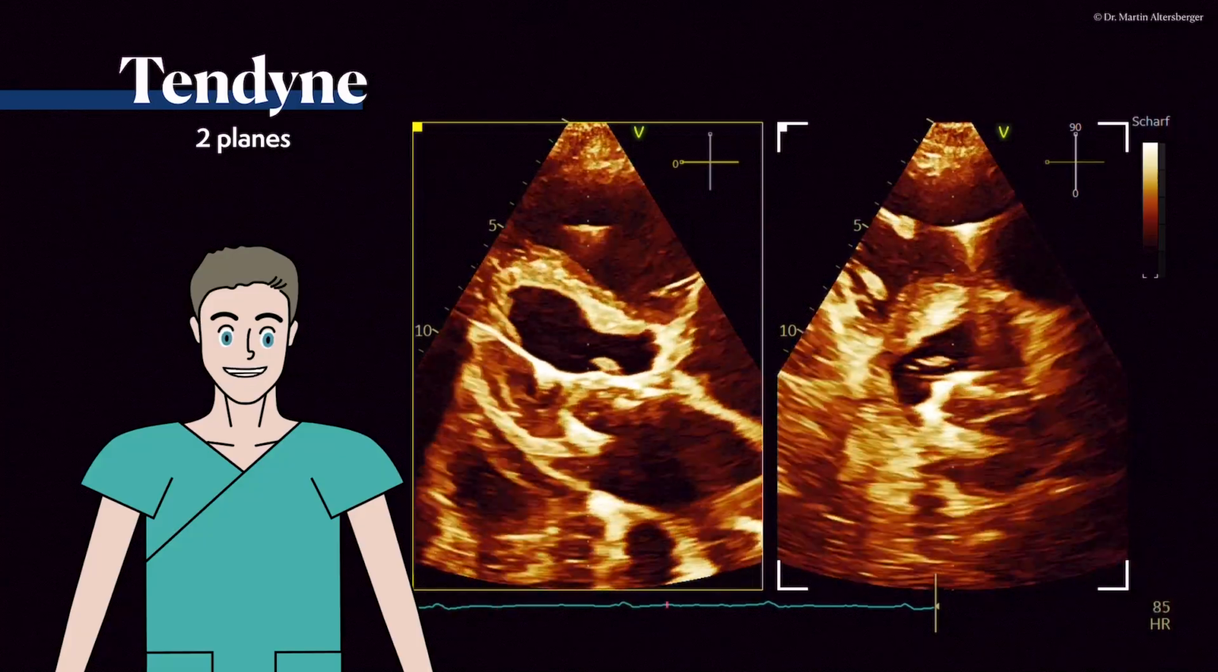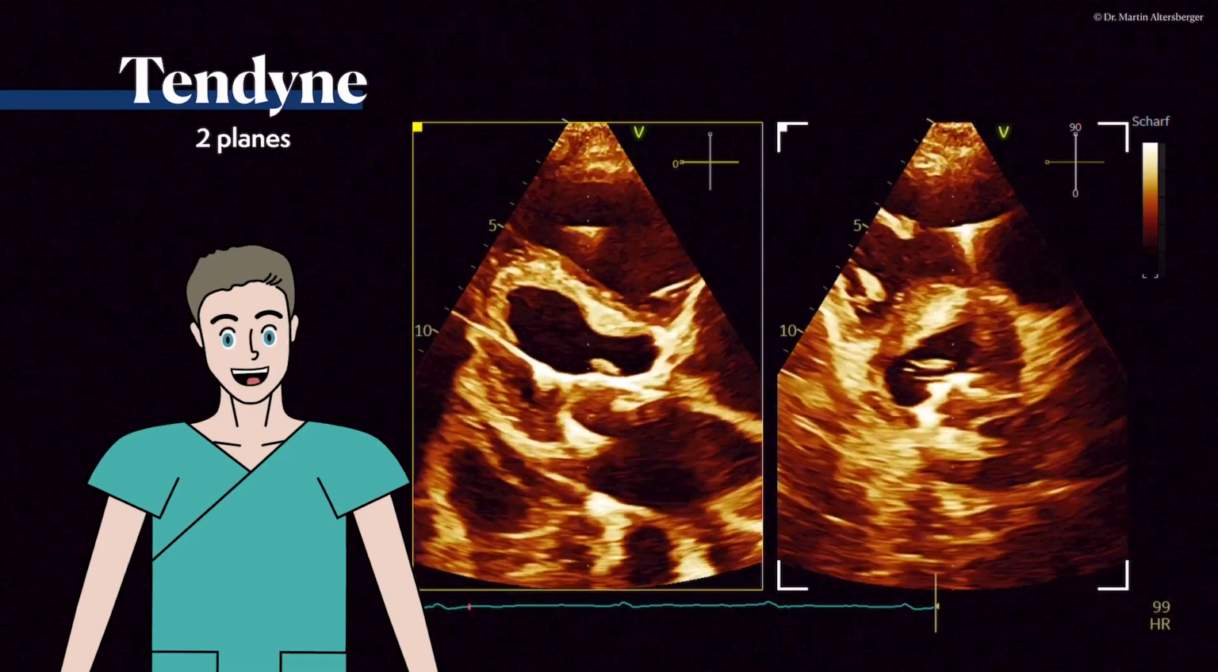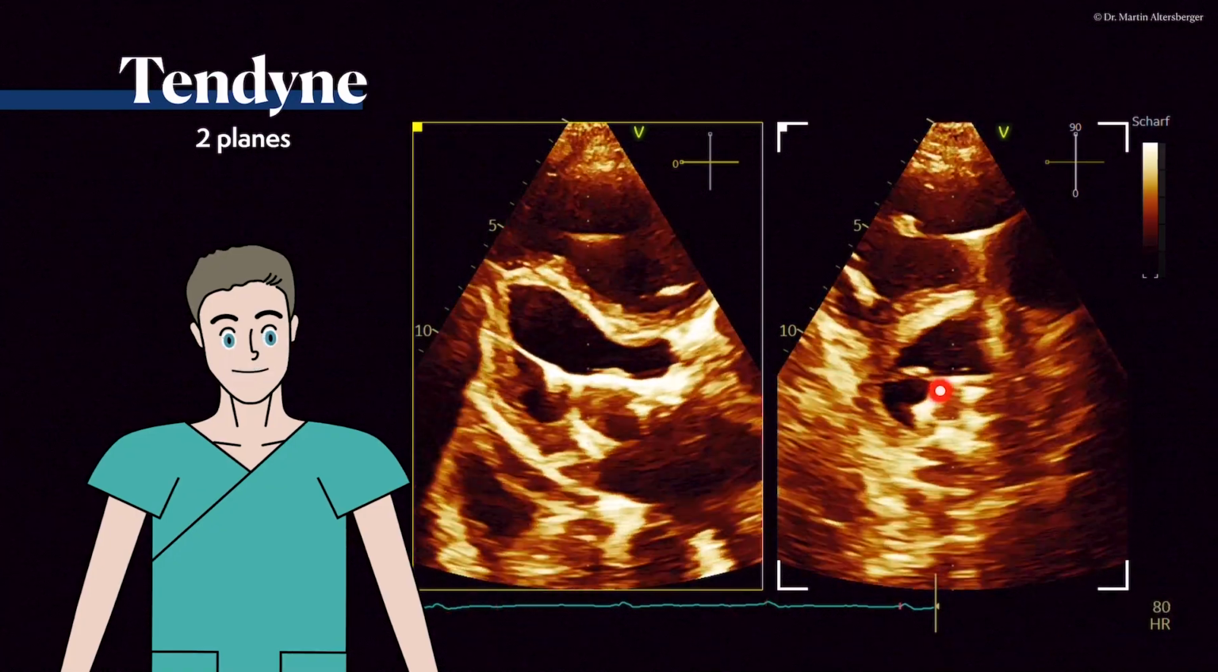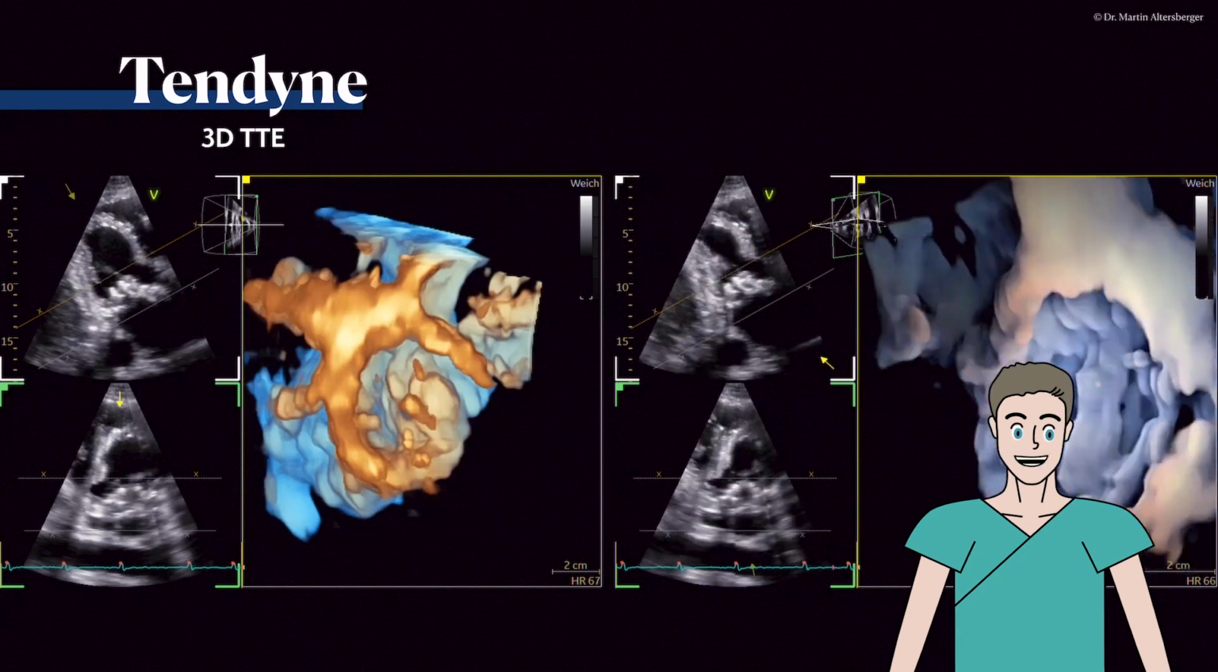Here you see it in a transverse plane, the residual opening and closing of the mitral valve, which is of course not relevant anymore because there's this huge umbrella below. How does it look in 3D? This is a TTE study.